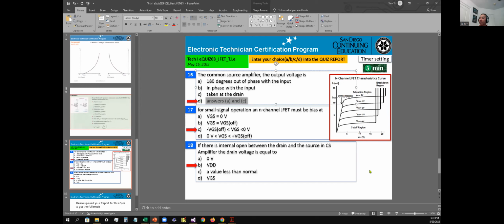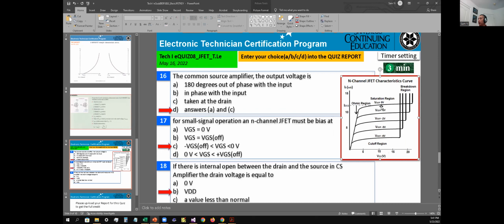Okay. 17, for small signal operation an N channel JFET must be biased at. Okay, so we'll have the bias between negative VGS off and VGS less than 0 volt. As you can see, it's in between those. So VGS from 0 all the way down to the negative side, from 0 to negative VGS off. Therefore the answer is C as in cat for number 17.